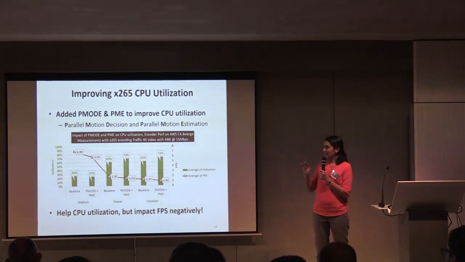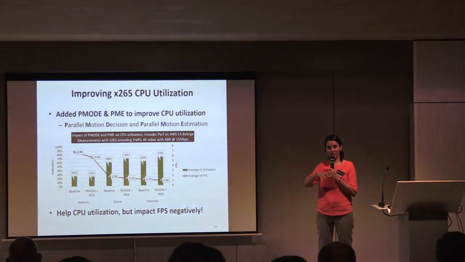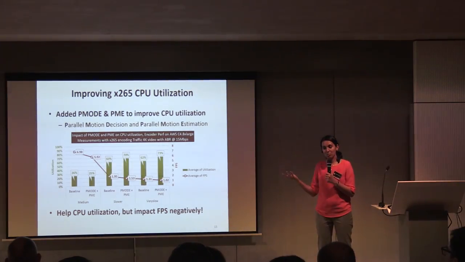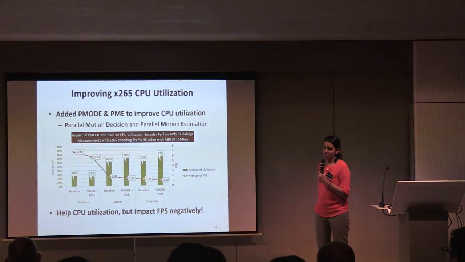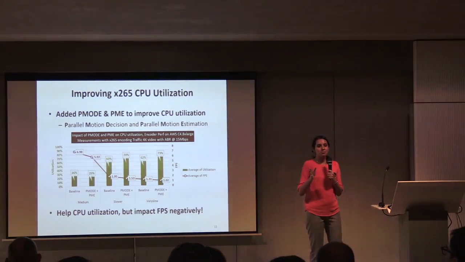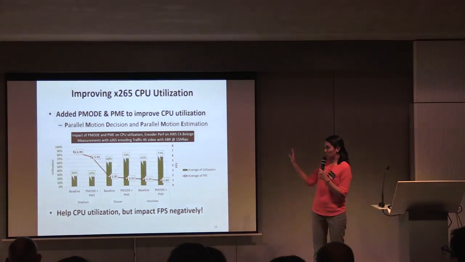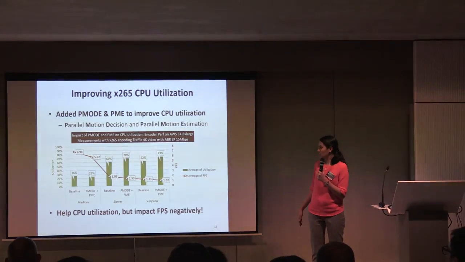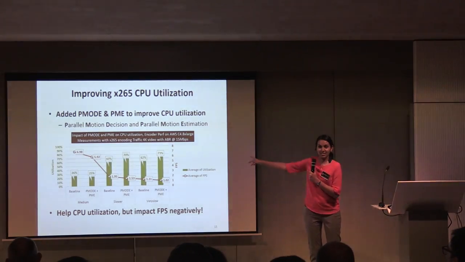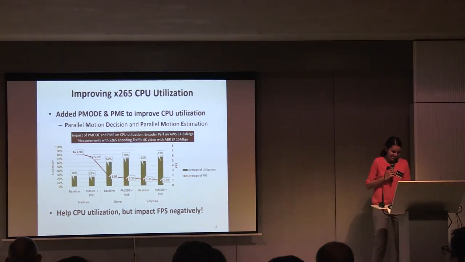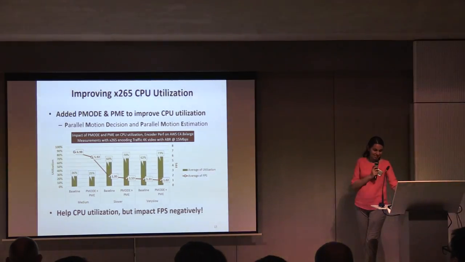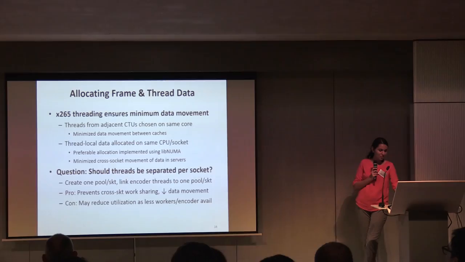So PMODE and PME, essentially what it tried to do was separate mode decision across the various threads. So for instance, you can analyze inter 2Nx2N, rect, as well as AMP in parallel instead of waiting for one after the other. But it turns out that the overhead of moving data to and fro was just too much. So FPS dropped. However, our utilization is really nice. So hopefully there'll be some architectures where this makes sense. But on your dual Xeon, probably not as much.